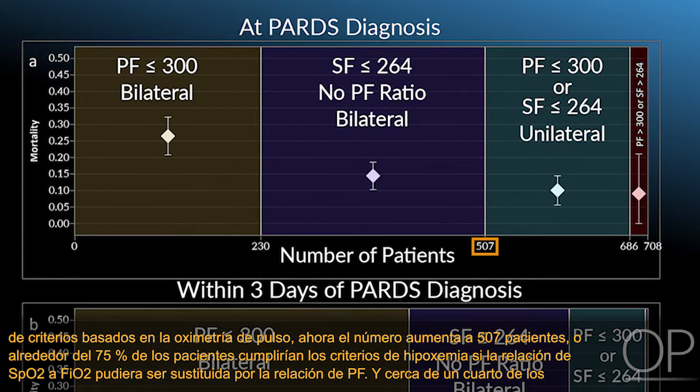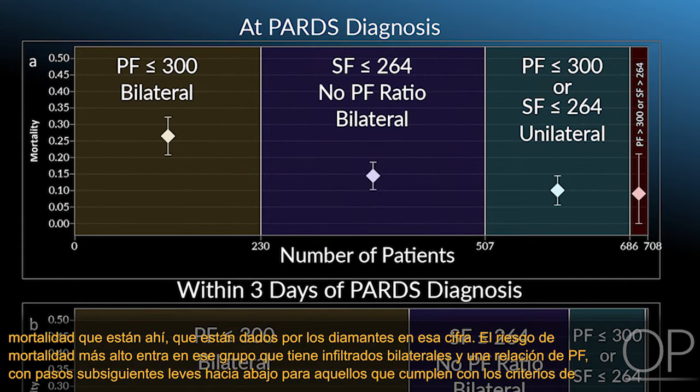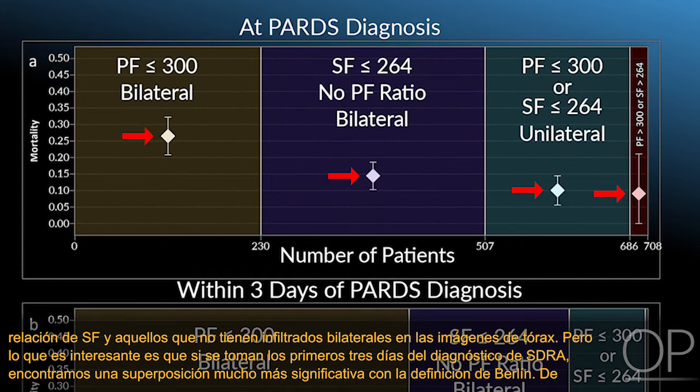And about a quarter of the patients met the hypoxemia-based criteria with either the PF ratio or the SF ratio, but they did not have bilateral infiltrates on their chest imaging. And interestingly, if you look at their outcomes, so you look at those mortality risks that are given by the diamonds on that figure, the highest mortality risk falls into that group that has bilateral infiltrates and a PF ratio, with subsequent slight steps down for those that meet it with SF ratio criteria and those that don't have bilateral infiltrates on the chest imaging.